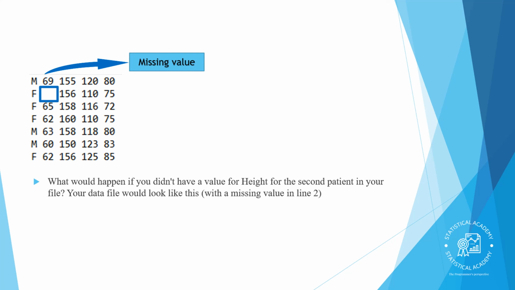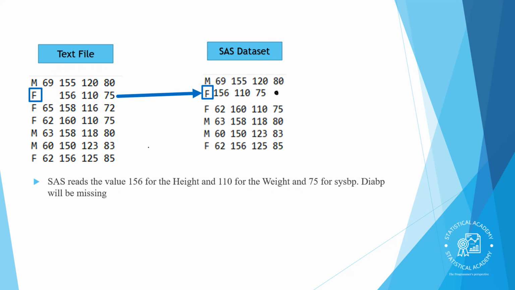What would happen if you did not have a value for the height for the second patient in your file? Your data file would look like this, a missing value in line 2. Please try reading the example file named missing_value, link mentioned in the description. It should be obvious that this will cause truncation, and instead of 7 observations, we will get 6 observations. SAS reads the value 156 for the height and 110 for the weight and 75 for the sysbp. dibp will be missing. Because there are no more values on the second line of data, SAS goes to the next line and attempts to read the 156 as a height value.